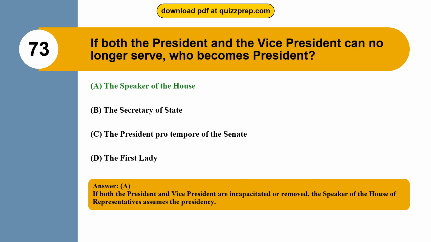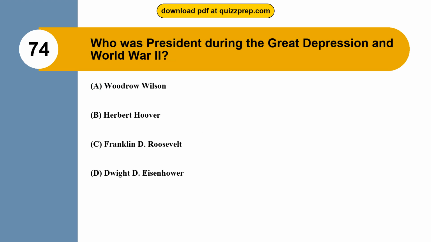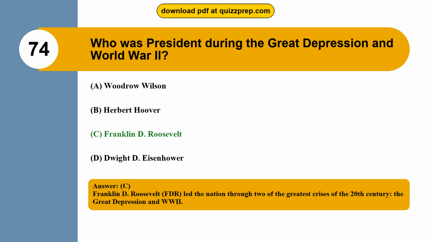Question 74. Who was president during the Great Depression and World War II? Option A, Woodrow Wilson. Option B, Herbert Hoover. Option C, Franklin D. Roosevelt. Option D, Dwight D. Eisenhower. The correct answer is option C, Franklin D. Roosevelt. Franklin D. Roosevelt, FDR, led the nation through two of the greatest crises of the 20th century, the Great Depression and World War II.